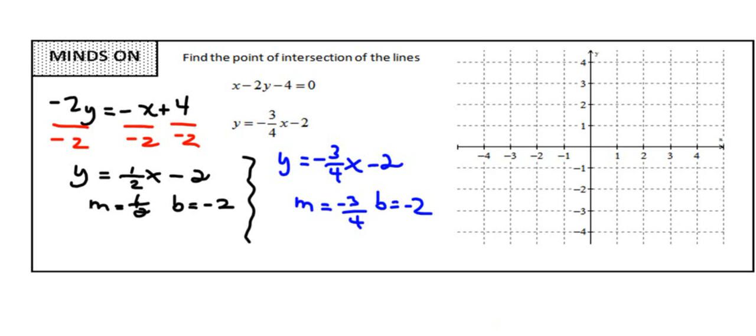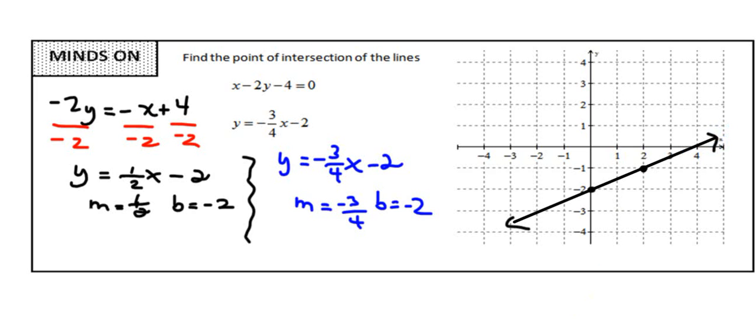So let's start with the first one. I'm going to graph the y-intercept of negative 2 right here, and I'm going to apply the slope of 1/2. Up 1, over to the right 2. Got my 2 points. That's not a very good line. I'm going to draw that line again. I'm just going to adjust the slope of that line a bit. That's a little better. Still not great. There. That's better. And I'm going to put some arrows on there.